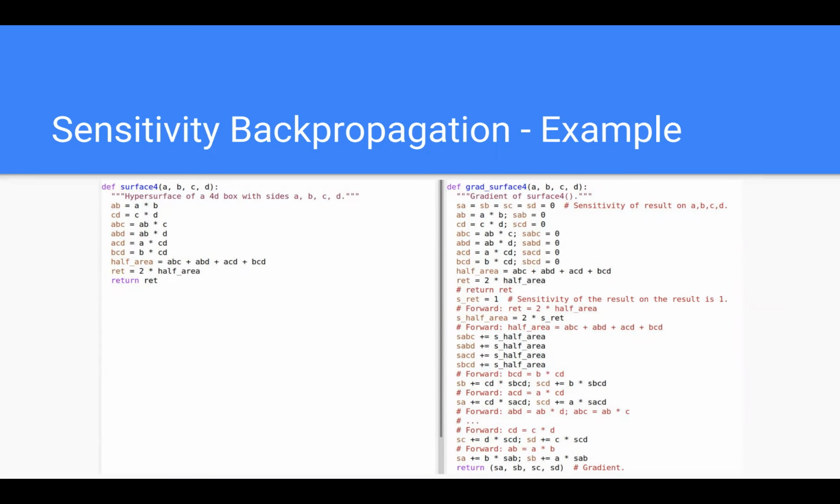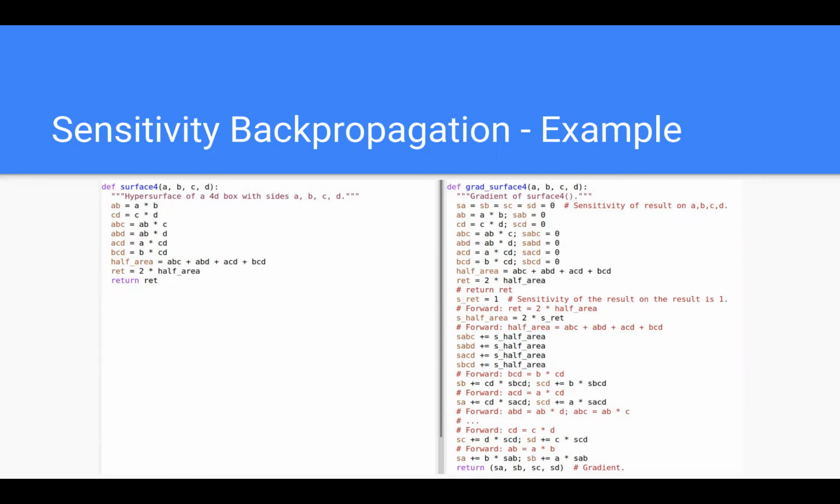So to the left, we see a very simple Python function that computes the three-dimensional hypersurface of a four-dimensional box where the side lengths are the four input parameters A, B, C, and D. How do we do this? Well, we first form some intermediate quantities, starting with the product A times B and also the product C times D. From this, we then compute the face 3-volumes ABC, ABD, and so on.